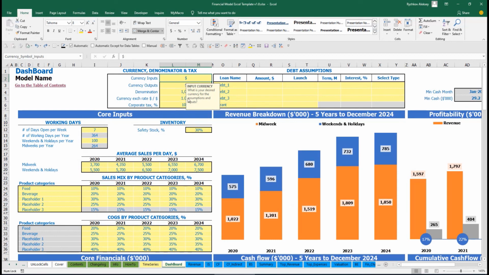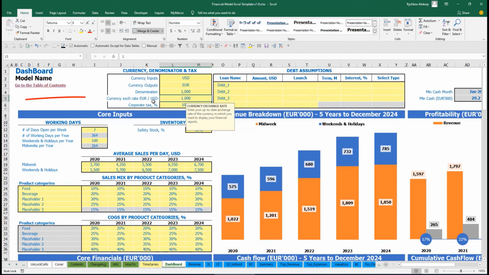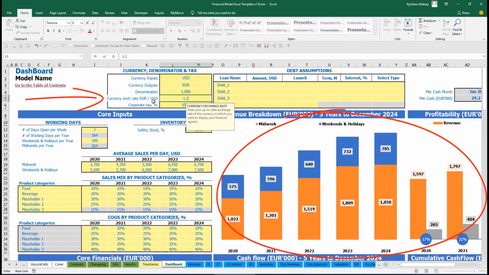On the top of the dashboard you have currency, denomination, and taxes setup. So currency inputs means that you can input all your drivers for the model using one currency. You have currency outputs. It can be the same as currency inputs, and it can be different from currency inputs. So let me give an example. When you input in United States dollars, you have euro as an outputs, and for this case you can set up currency exchange rate. This is 1.2 for example.